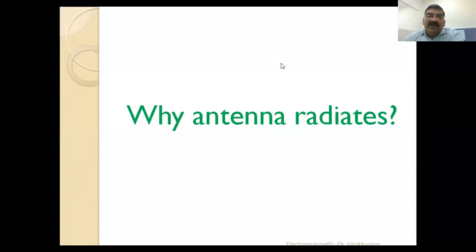Now, I will start with why antennas radiate. The very first thing: what is an antenna? In layman's language, we can say that one is the transmitter and another is the receiver. So transmitter and receiver, the one is transmitting.